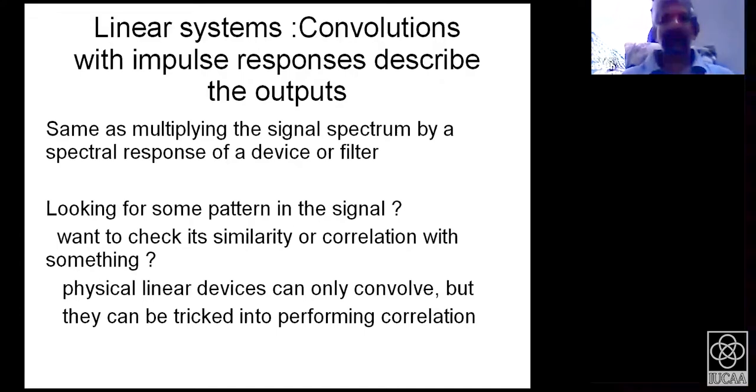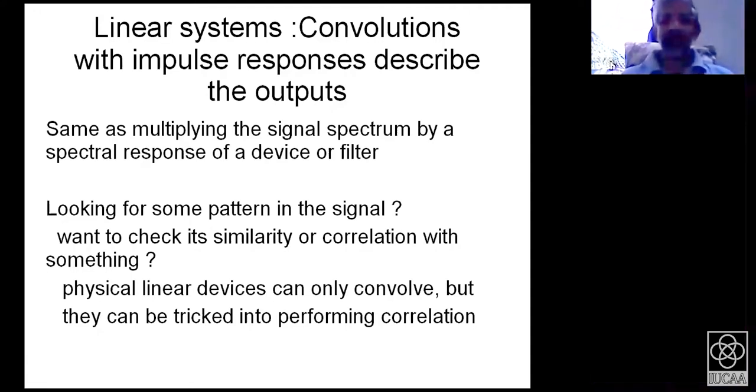So this is what happens if you're looking for some pattern in the signal, and if you want to check the similarity of the pattern with some known pattern, then we can also use this physical device, except it cannot do the correlation. Correlation is not the natural operation. Convolution is the natural operation.